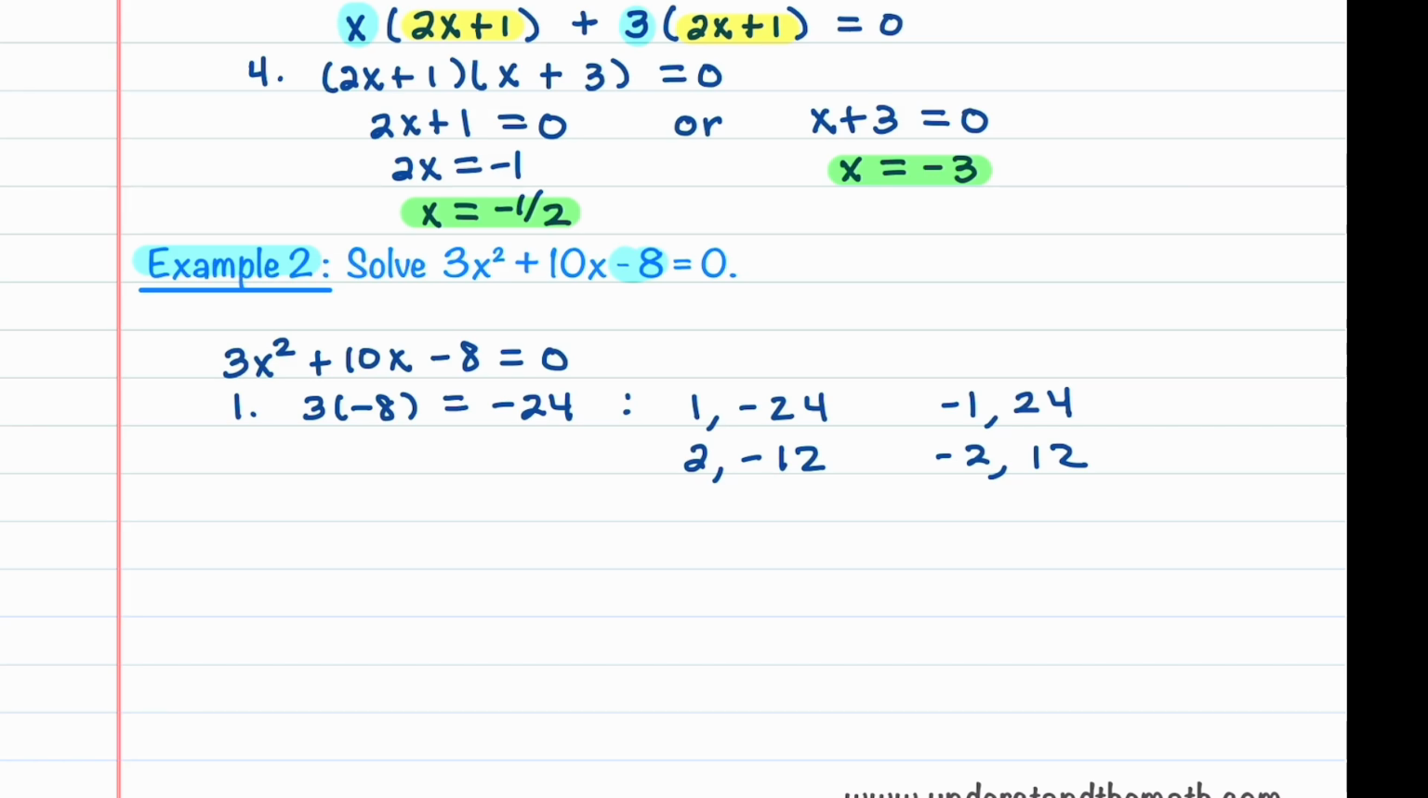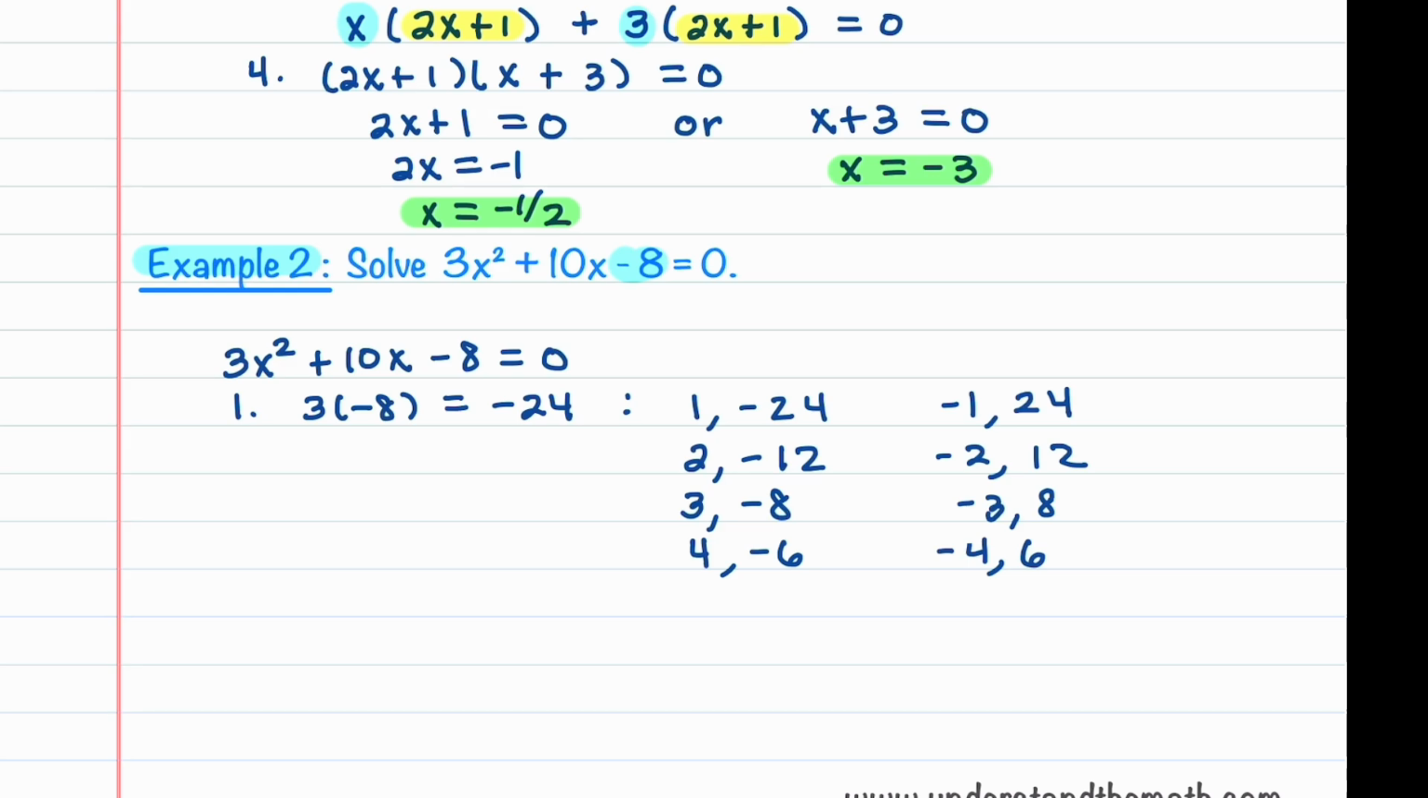Let's continue. Our next number is 3. 3 goes into 24 minus 8 times. And then on the right, we can write down minus 3 and 8. And then we're going to have a 4. 4 goes into 24 6 times, so we have a minus 6. On the right, we have minus 4 and 6. 5 doesn't go into 24. 6 does, but we already have that, so we can stop.